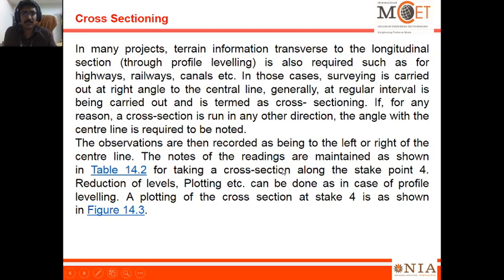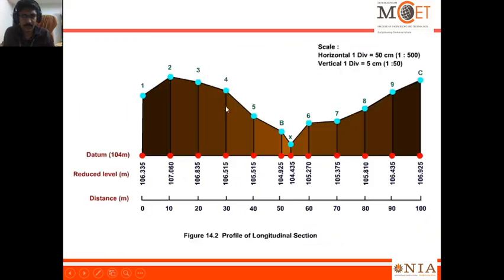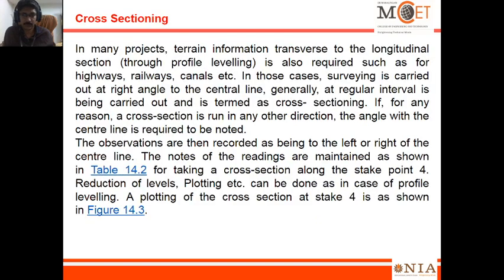Here it's the continuation of the previous profile only. We have taken the cross section at the stake point 4. What is stake point 4? This is point 4. At this point we try to get the cross section, right? How? This way it looks, or this, that. Plotting can be done as in the case of profile plotting. The plotting of the cross section is shown.